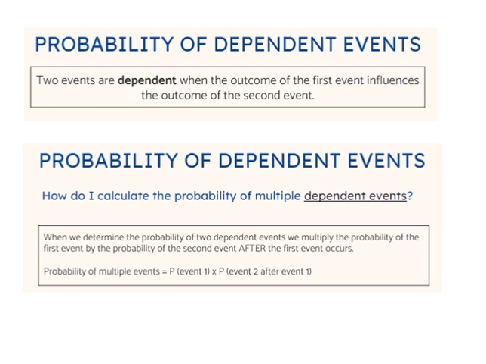And so when we do dependent events, the formula that we follow is the same as the first bit, probability of event 1, like we had with independent. But here's the difference.